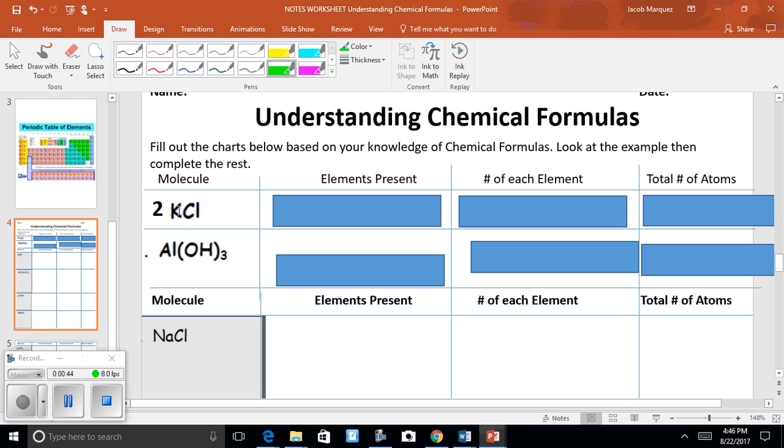Okay, so if we have a big letter K, that's an element. Every big letter is an element. We have another big letter right here, right? The C. So that's also an element. It has an l attached to it, but it's a little letter, so it applies to the C. So we have two elements present.